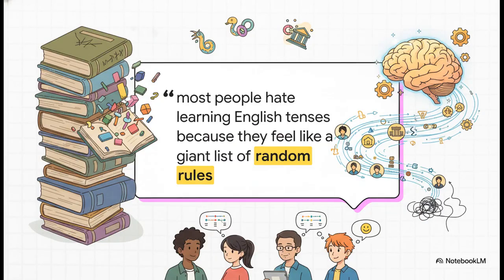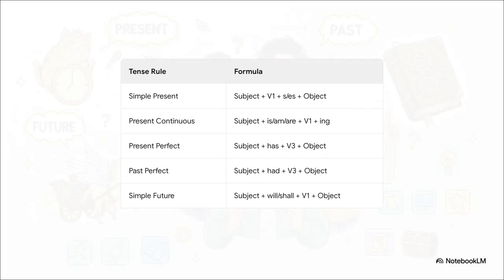This really hits home, doesn't it? For so many of us, learning tenses feels just like this. Like trying to memorize a giant phone book full of rules that don't seem to connect to how people actually talk. But what if the grammar itself isn't the problem? What if it's the way we're trying to learn it?